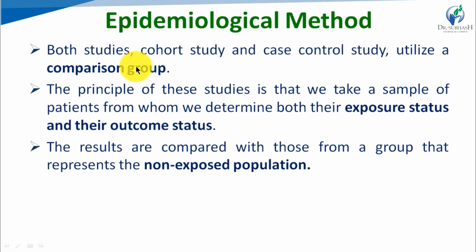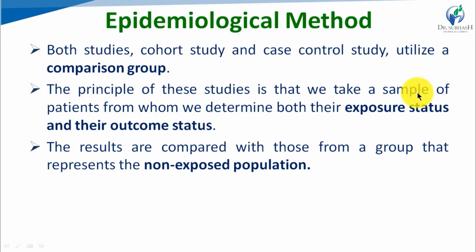See, both the studies, cohort study and case control study, they utilize the comparison group. यहाँ पे हमें comparison करना है, दो ग्रुप होंगे और दोनों ग्रुप के बीच में हमें यहाँ पे comparison करना है. The principle of these studies is that we take a sample of patients from whom we determine both their exposure status and their outcome status. Exposure status as well as outcome status, that means adverse drug reaction.